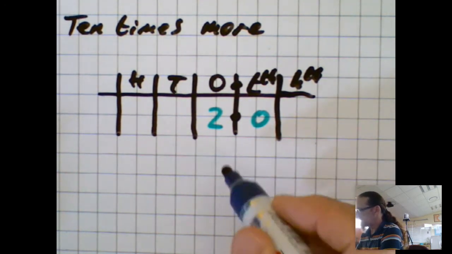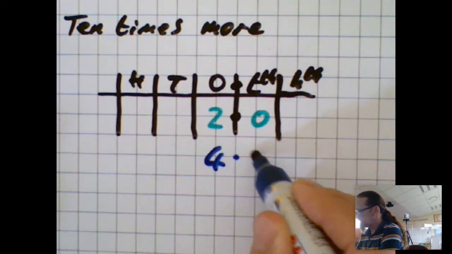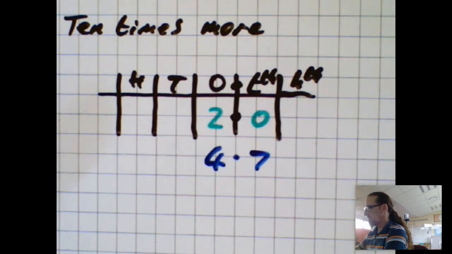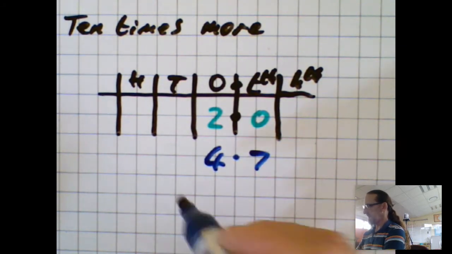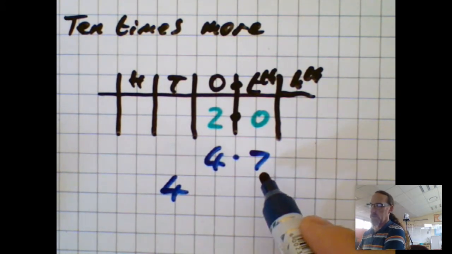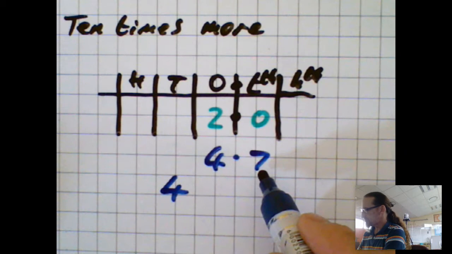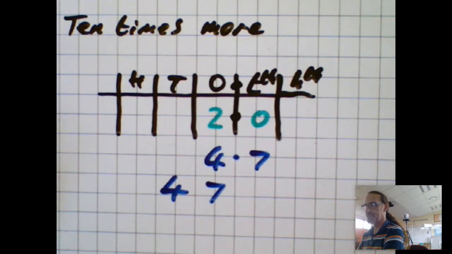Okay, so as an example, if I have a number like 4.7, okay, when I multiply that by 10, 4 ones times by 10 is now 4 tens. And 7 tenths multiplied by 10 would be 7. Okay, so I get 47. So we can see that everything moves over one column to the left when we multiply by 10 times more.